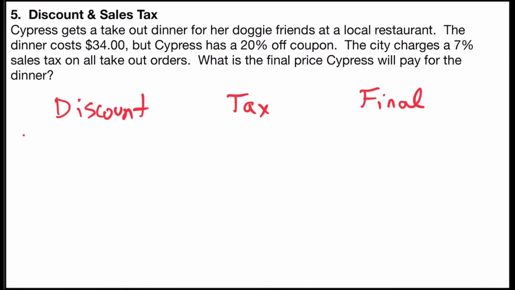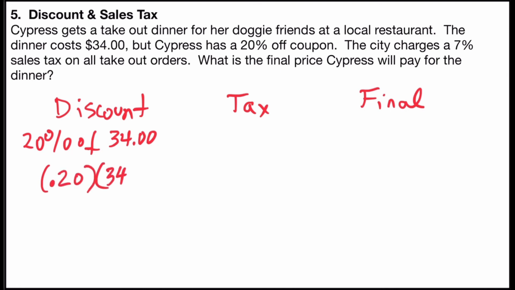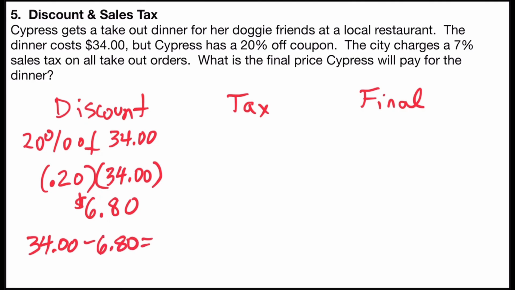So the discount will be 20% of the $34 that the meal costs to take out. So I'm going to write 20% as a decimal, which would be 0.20 times the $34 that was the original price, and find out that there's a discount of $6.80. So if I subtract that from the $34, because I'm saving $6.80, I would find out that the dinner costs $27.20. But now I have a 7% tax on that.